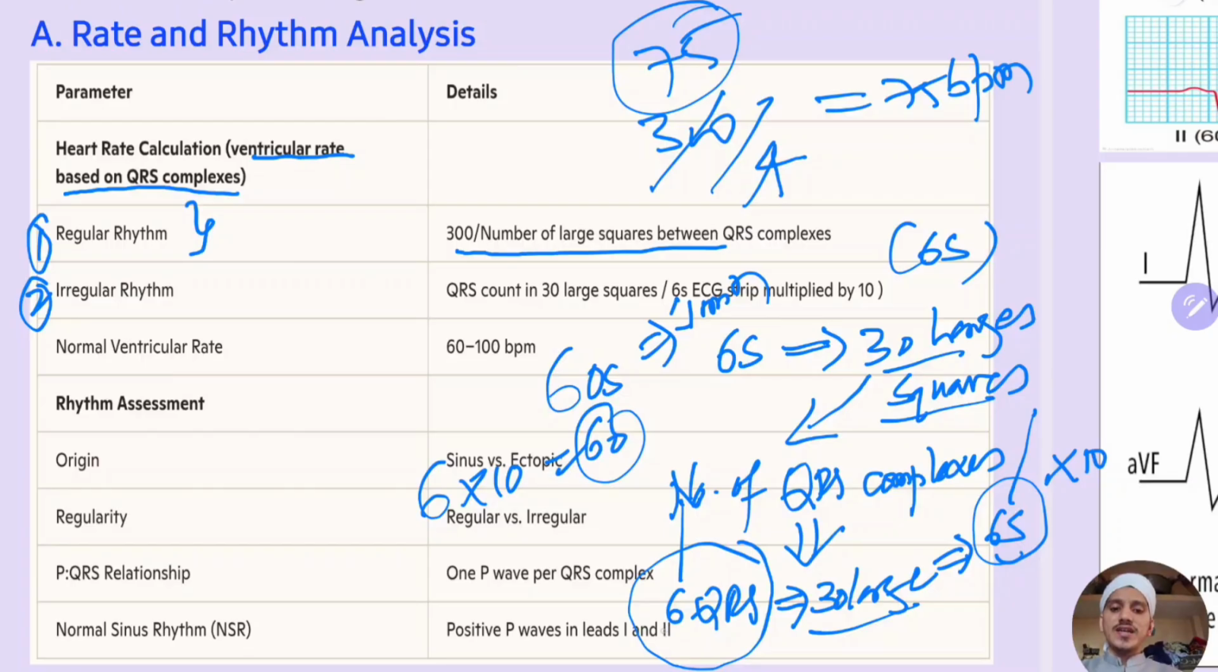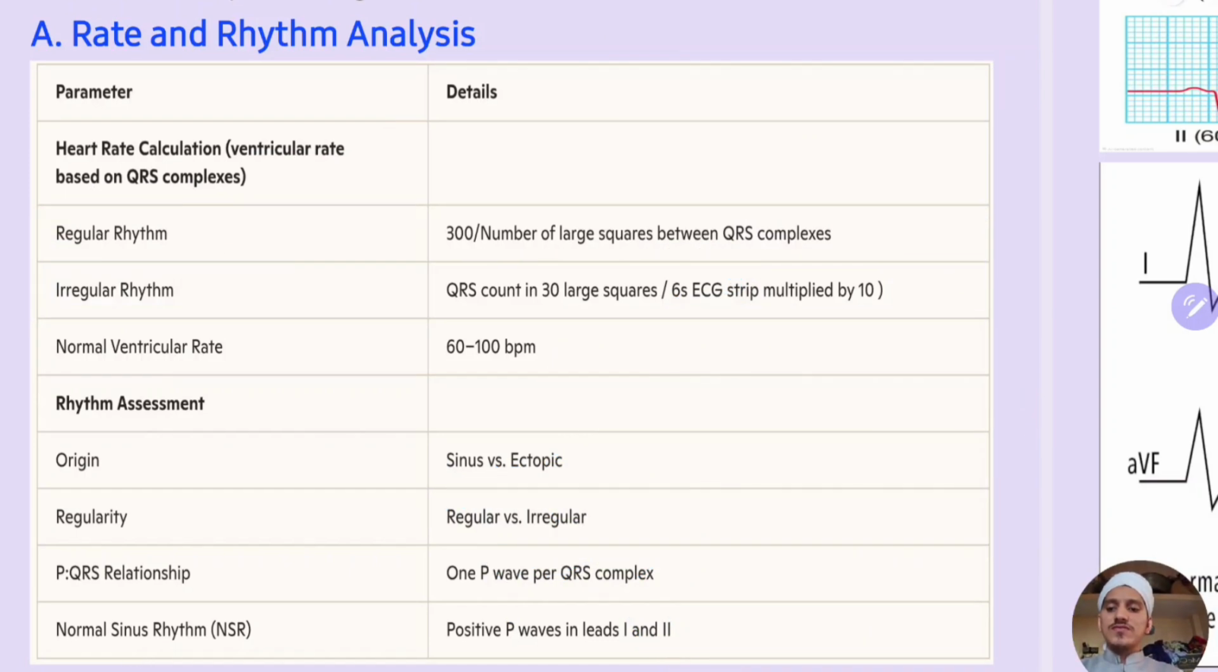So if we take for example 6 QRS complexes in 30 large squares, multiply by 10, and that will become 60 beats per minute. That's how you calculate the ventricular rate in case of irregular rhythm. That is the 6-second method. What is the basic funda? 30 large squares represent 6 seconds. 6 into 10 is 60 seconds, that is 1 minute. So you calculate the number of QRS complexes, multiply by 10, and that gives the ventricular rate.